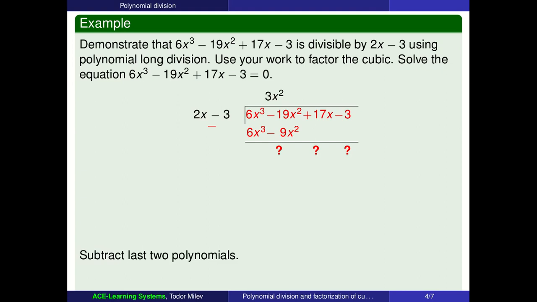So subtract the two polynomials that you see highlighted, and you get minus 19x squared minus 9x squared equals negative 10x squared. So we get negative 10x squared plus 17x minus 3. Once again, minus minus 9x squared equals plus 9x squared. So in fact we are having minus 19x squared plus 9x squared, and that is minus 10x squared, what we wrote there.